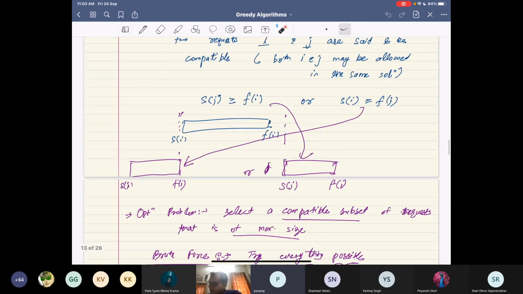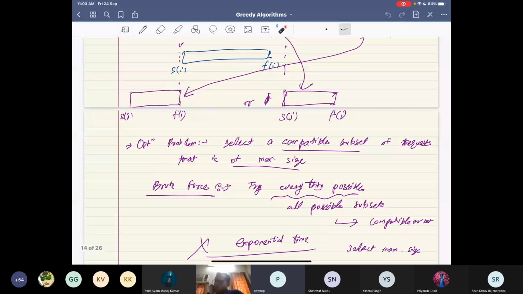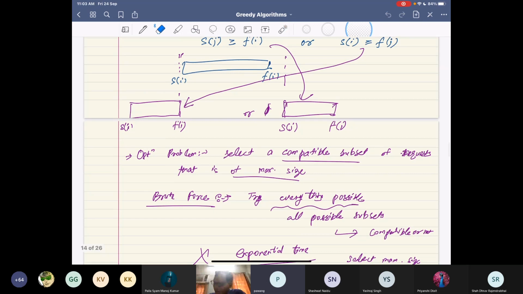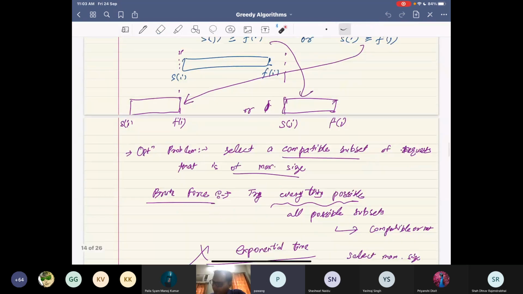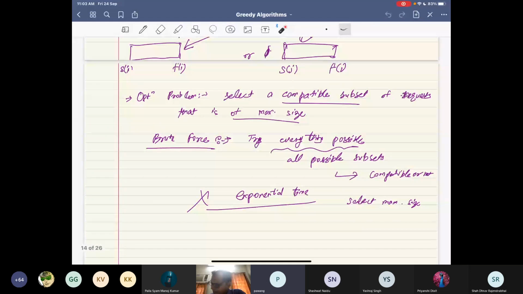So the optimization problem that we had was, I want to select a compatible subset of requests that is of maximum size. That is the problem that we defined. And we defined what is compatible using this figure and the condition. And of course, we just talked about a brute force solution that is very inefficient, but yeah, that will give you a solution. So that's where we were.